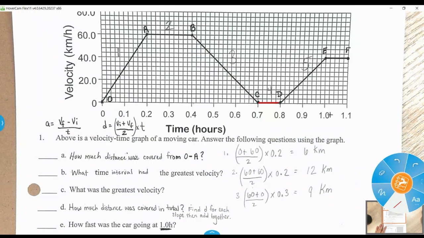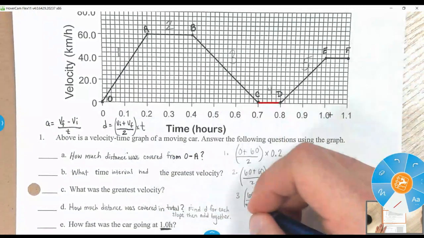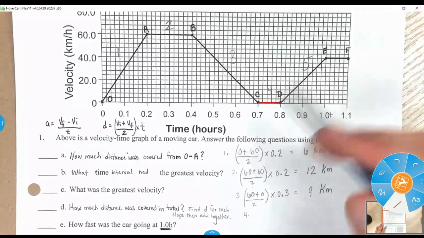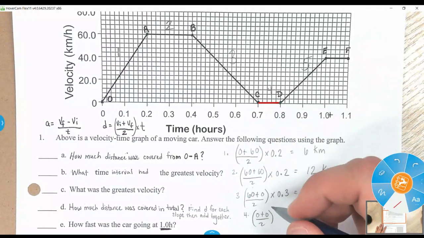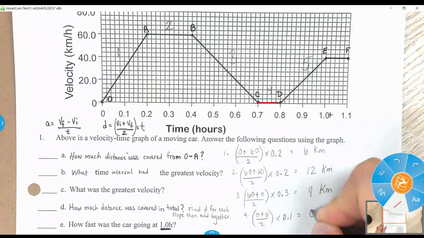Line segment 4, C and D. Well, velocity is 0. So you should just realize that there is not going to be any motion there because it's not moving. But just throwing it into here, 0 plus 0, 0 divided by 2, still 0. Times something, you're only moving for 0.1 hours. It's going to give us 0.